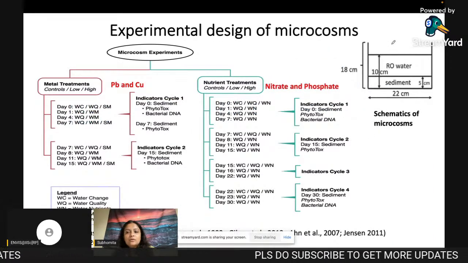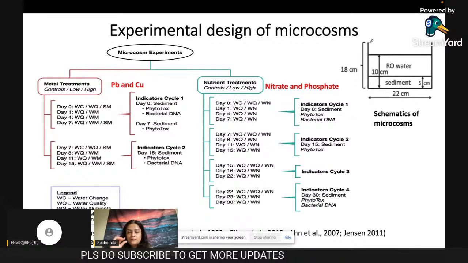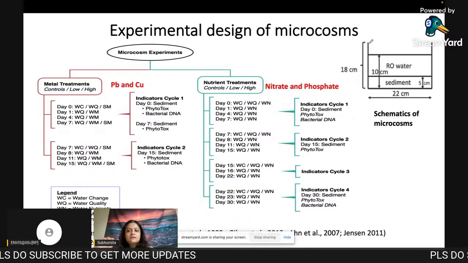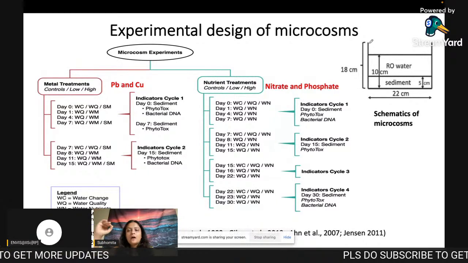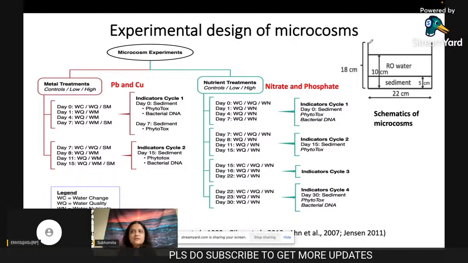So the microcosms typically looked like this. They were 18 by 22 centimeter buckets. We would fill them with sediments up to 5 centimeters and fill them with RO water up to 10 centimeters. And then we would add the different stress factors into it.